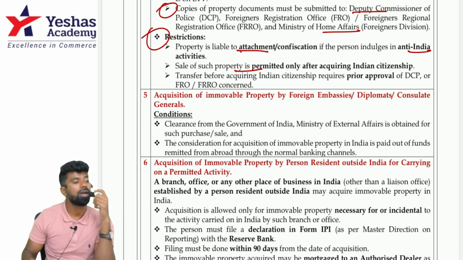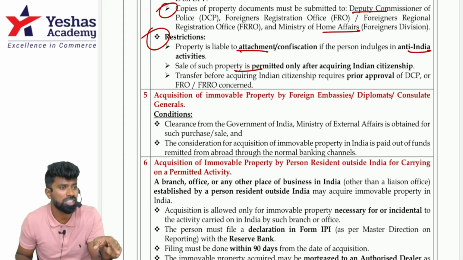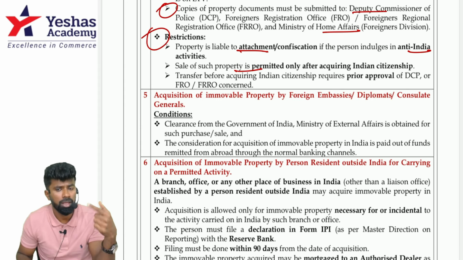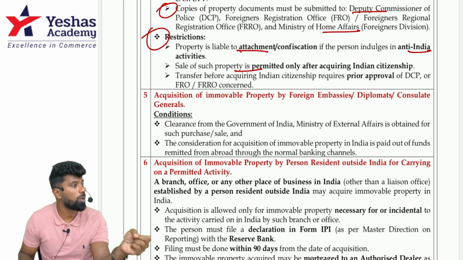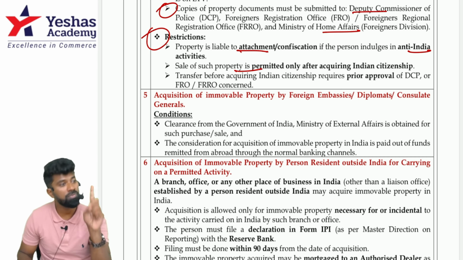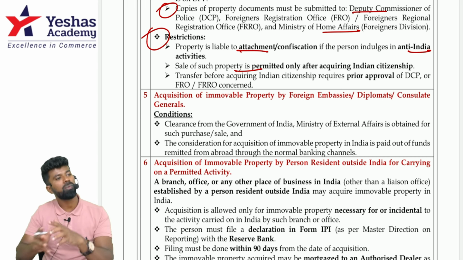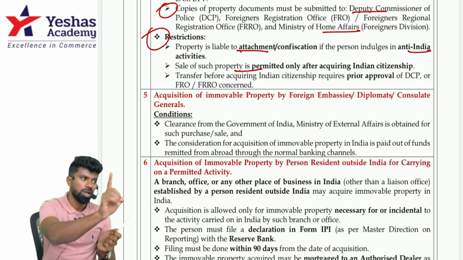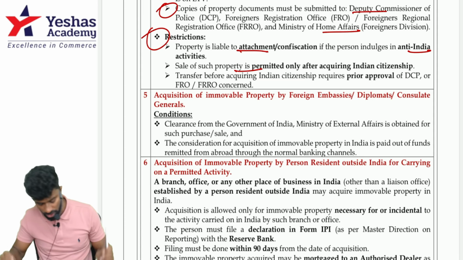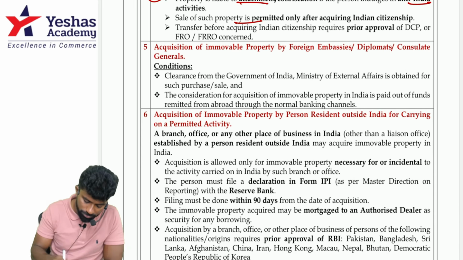Sri Lanka is there. Okay. And can they purchase property in restricted areas? Can they sell it after acquiring what? Citizenship. Before that, can they sell it? No. How many properties can they acquire? One for business purpose, one for residential purpose. Clear? Next one, fifth one.